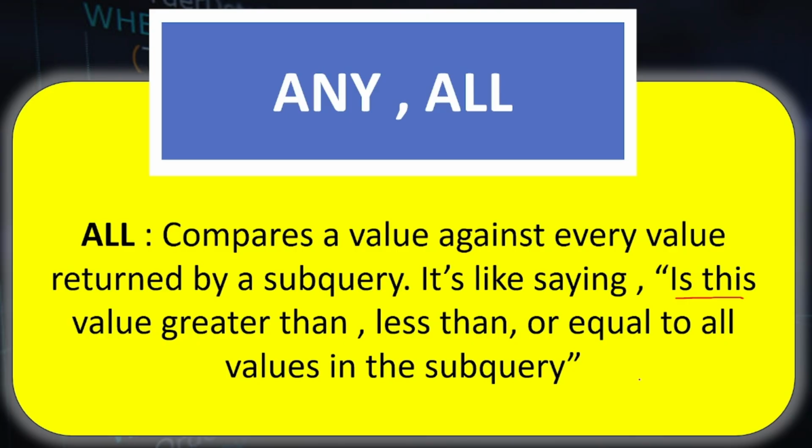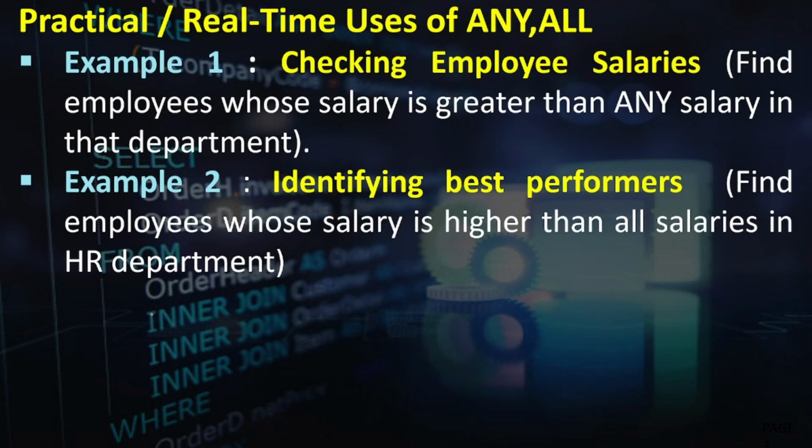Having said that, we have seen this in an example, followed by this definition. These are two operators in SQL Server and they are used in such scenarios. I'm going to explain a couple of real-time scenarios where we can use any and all. The first is checking employee salaries: find the employee whose salary is greater than any salary in that department. We have already seen this example, taking the sales department.